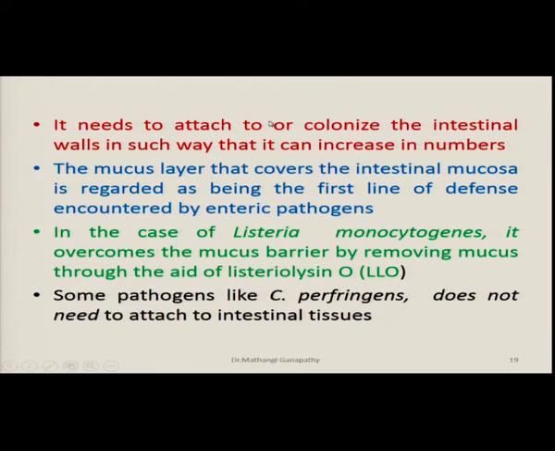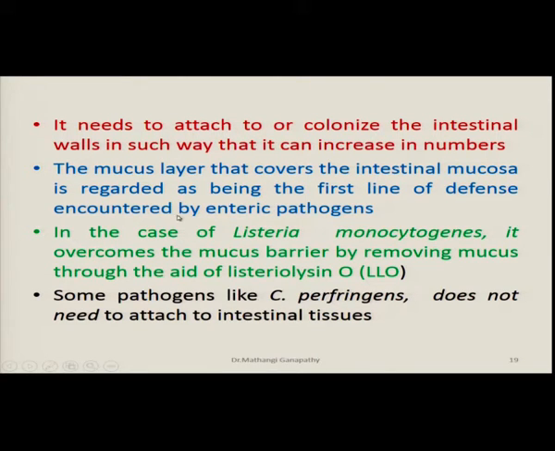But in some cases, they do change, adapt themselves to survive in the acidic environment. Then it needs to attach to or colonize the intestinal walls in such a way that it can increase in numbers. It needs to go find a foothold, grab a foothold, stay there, get attached, then start dividing, because increased numbers is required for manifesting as an illness.